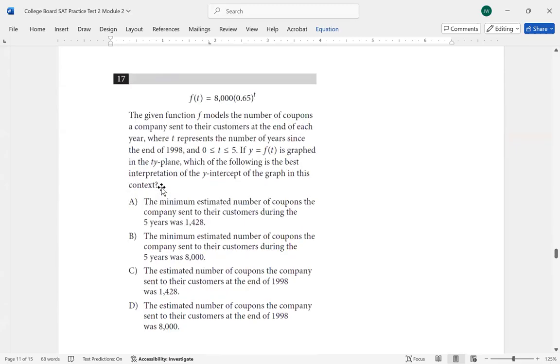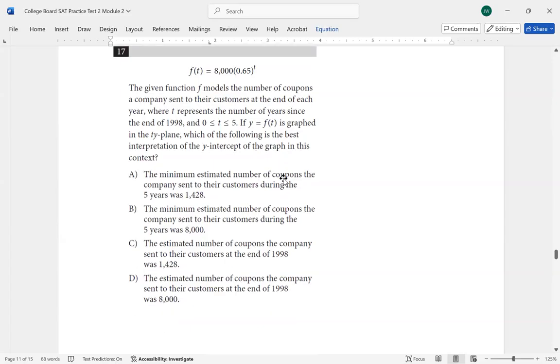Let's take a look at question 17. The given function models the number of coupons a company sells to their customers at the end of each year, where T represents the number of years since the end of 1998, and T spans from 0 to 5. If Y is equal to F of T is graphed in the TY plane, which of the following is the best interpretation of the Y-intercept of the graph in this context?